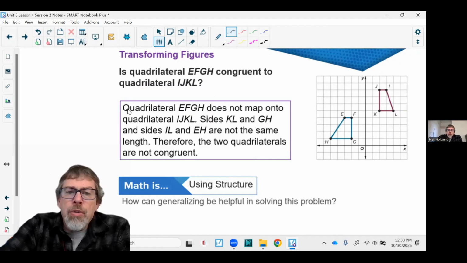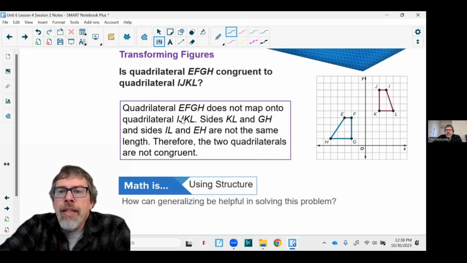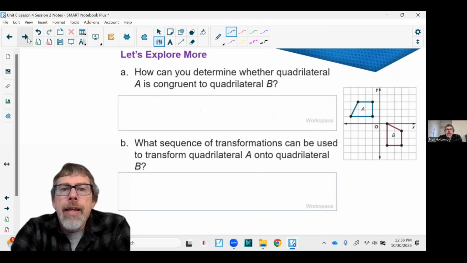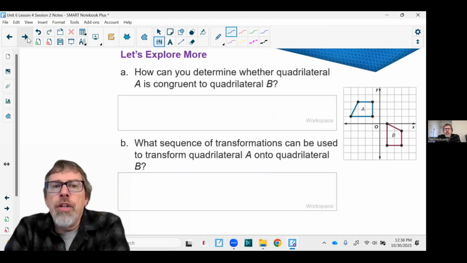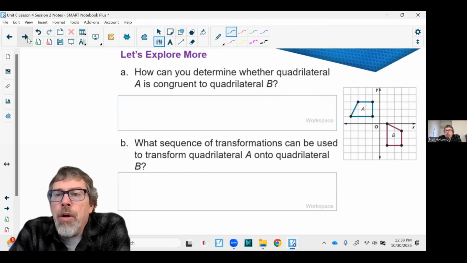Okay, and so how can generalizing be helpful in solving the problem? Okay, well, if we do the transformations and move them, we can see that they will not land in the proper locations. Okay, so A says, how can you determine whether quadrilateral A is congruent to quadrilateral B? Well, we could rotate it.